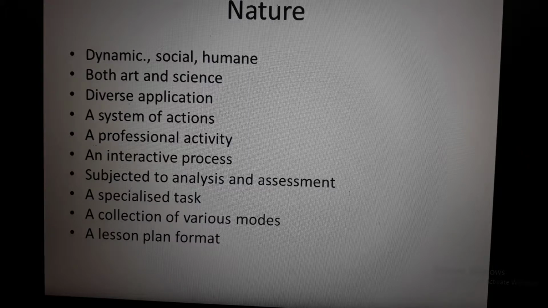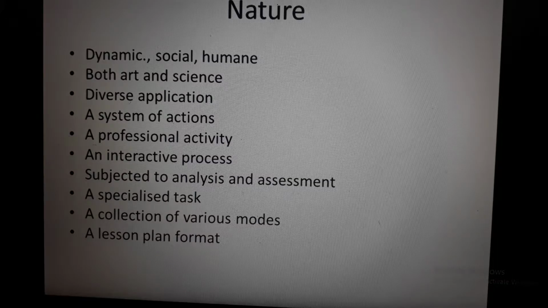A collection of various modes. Teaching is a collection of various modes itself. It is a broader term. Terms like conditioning, training, instruction, indoctrination denote the kinds of teaching. So there are several kinds of teaching. They are a part of teaching but not a synonym of teaching. Those are all parts of teaching, not the whole teaching itself. And so there are various modes of teaching contributing towards teaching.